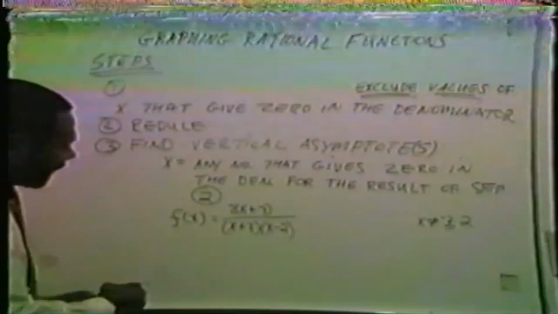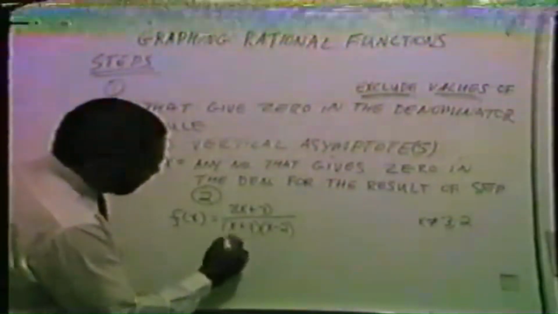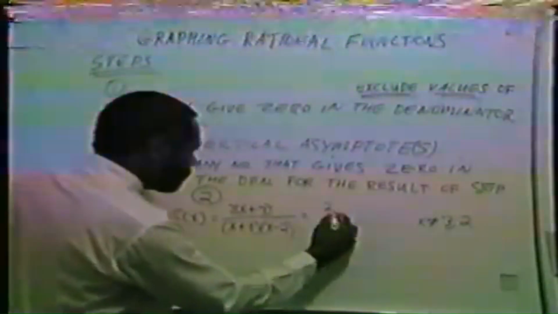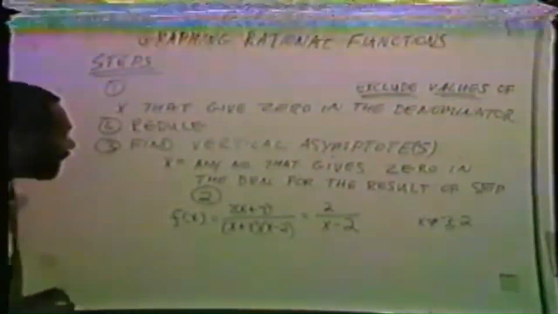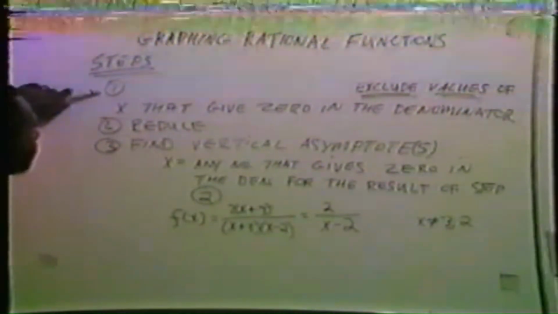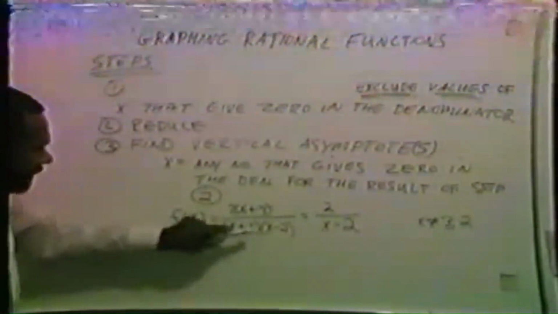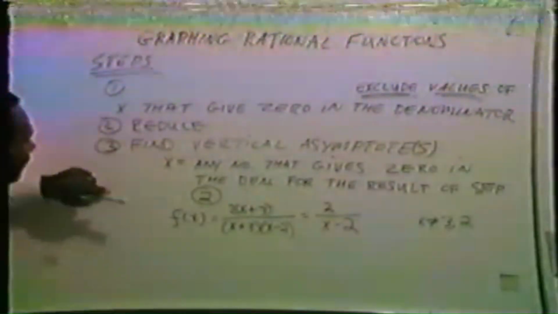So after I do that, then I can reduce this. Reduction, I can cancel that factor. So it would reduce to 2 over x minus 2. That would take care of steps 1 and 2. Step 1, I excluded the values that would give me 0 in my denominator, because we can't divide by 0. Then I reduce. Step 2.